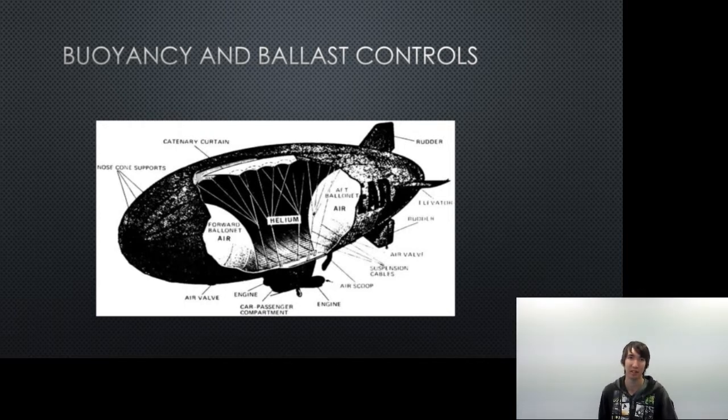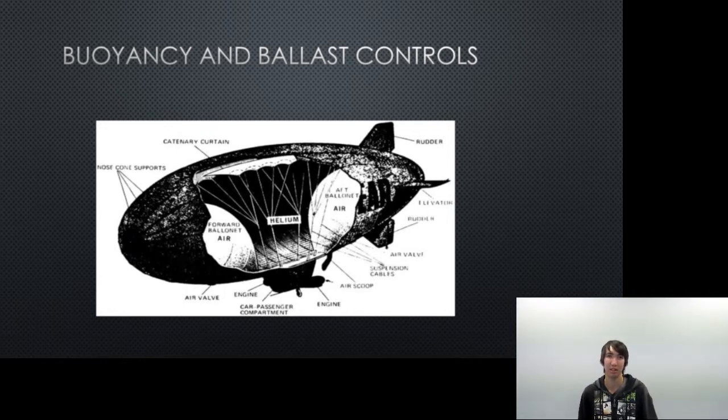Hi, I'm Jordan, and the majority of my work towards the project is in the areas of buoyancy and ballast controls. I have two key responsibilities. One is to keep the airship as stable as possible while it's travelling through the air. The other essential function is to enable the airship to be able to rise and descend.